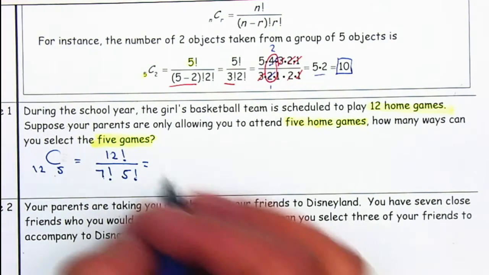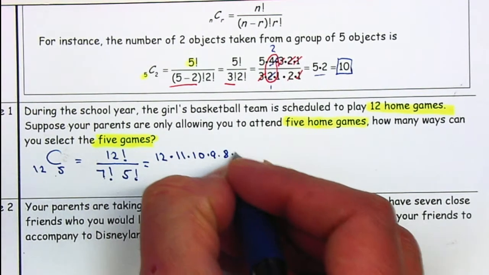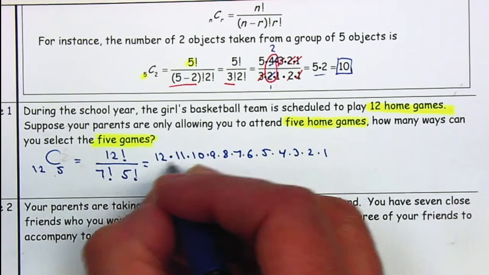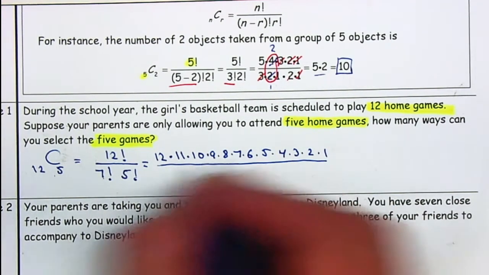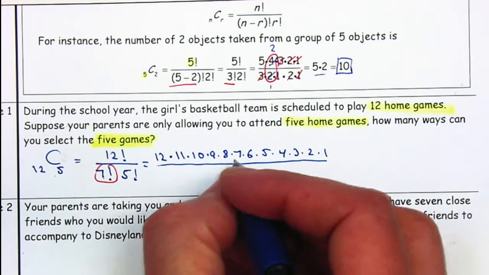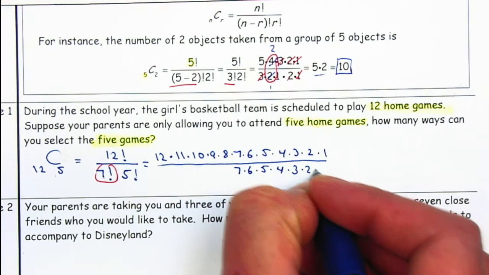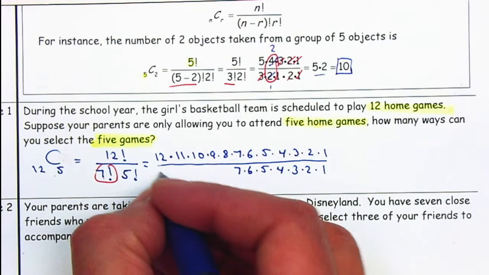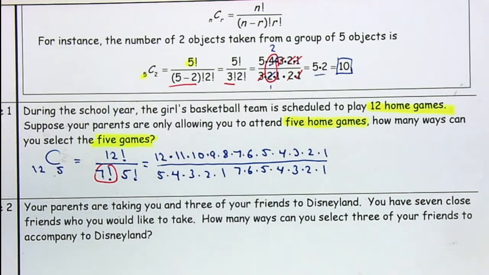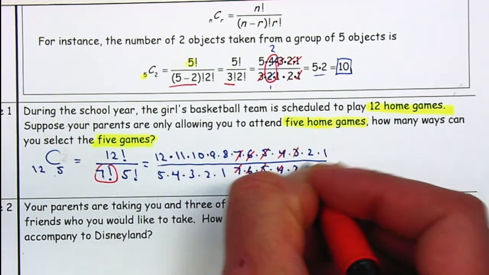And now we just expand it. It'll be 12 times 11 times 10 times 9 times 8 times 7 times 6 times 5 times 4 times 3 times 2 times 1 over, now the 7 factorial, I'm going to start right here, 7 times 6 times 5 times 4 times 3 times 2 times 1. And I still have 5 factorial, 5 times 4 times 3 times 2 times 1. Let's see, the 7 cancels, the 6 cancels, the 5 cancels. So notice that all of them cancel.